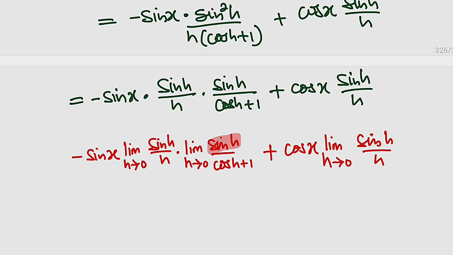But in the second expression, sine h with h being 0 is 0. That is, sine 0 is 0, and cos 0 is 1. 1 plus 1 is 2. So we have 0 divided by 2, which is still 0. So the whole of this is 0, right?